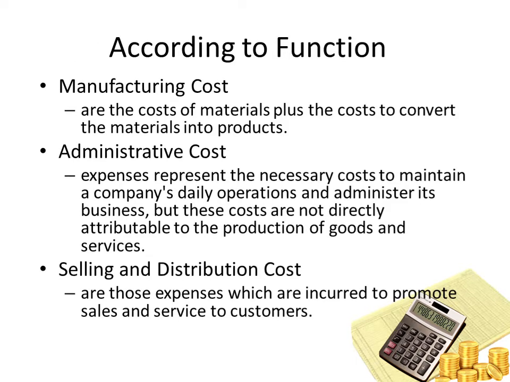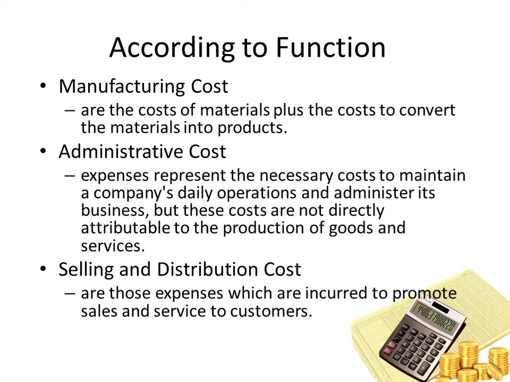Next, we also have classification according to function. Manufacturing costs could also be synonymous to our product cost because these are the cost of material plus the cost to convert the material into finished product. Manufacturing cost usually involves our direct material, direct labor, and factory overhead.